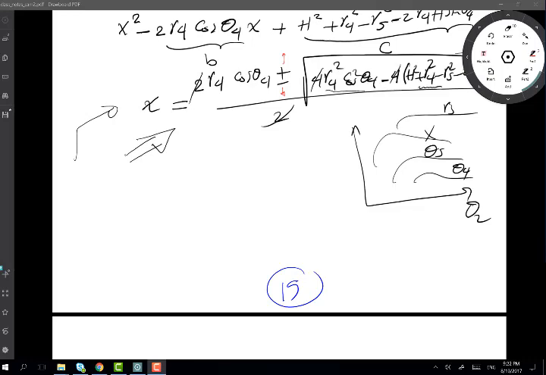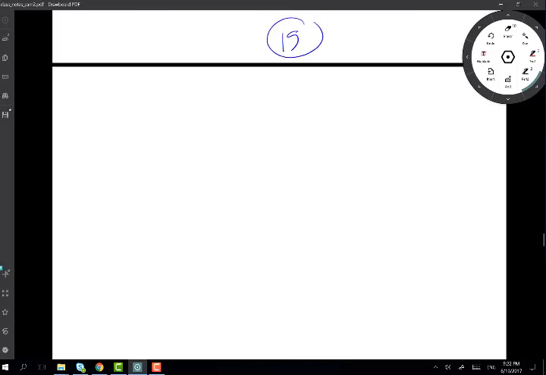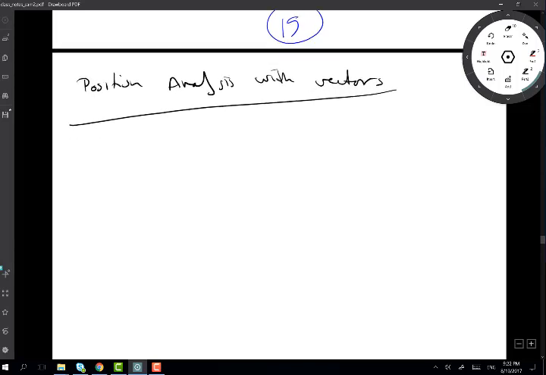So far we used trig to find our position equations, but we can also use the vector methods. I'm going to introduce now position analysis with vectors. That's my topic here. In terms of vectors, we'll have what are called loop closure equations: attach a vector to every link, and then add those vectors together in such a way that I get sufficient equations to calculate my unknowns.